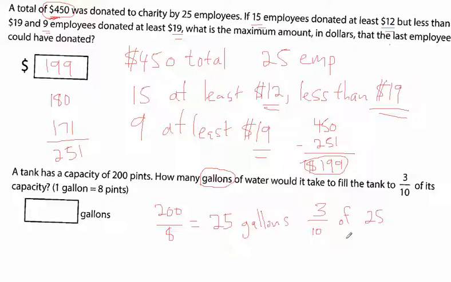Whenever you're talking about the word "of," it is the same thing as times. So this is really the same thing as 3/10 times 25. You can't cancel because they're not cancelable, so you can simply multiply the top, which is 3 times 25, which is 75, divided by 10, because 25 is the same as 25 over 1. 75 divided by 10 is 7.5 gallons, and that is our answer.